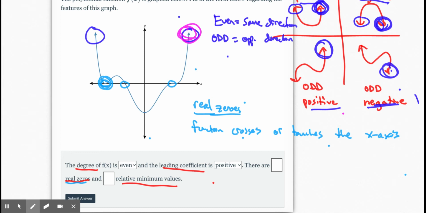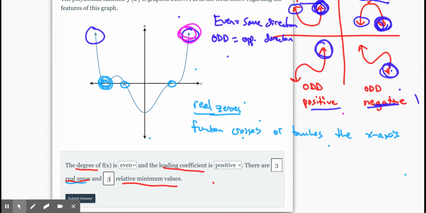So we're asked to find how many real zeros there are. Well, if we just count them, we got 1, 2, 3 places where it either crosses or touches. So we're going to say 3 real zeros. Oh, sorry, I put that in the wrong spot.